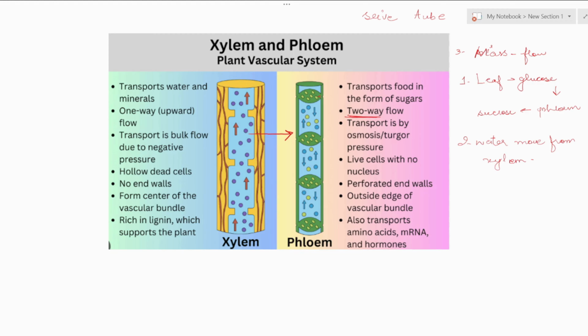Into the phloem because of osmosis. Because there is more solute now, lesser water here, so water will move here. Now it will move the food towards the sink. Now in the third step.